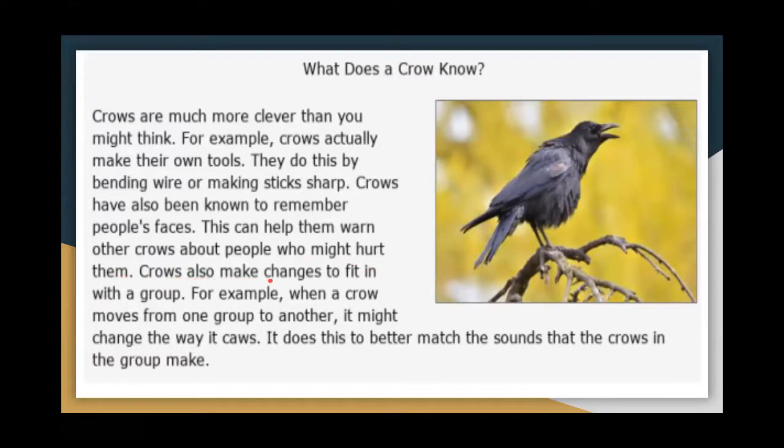Crows also make changes to fit in with a group. For example, when a crow moves from one group to another, it might change the way it caws. Caws means the sound that a crow makes. It does this to better match the sounds that the crows in the group make.